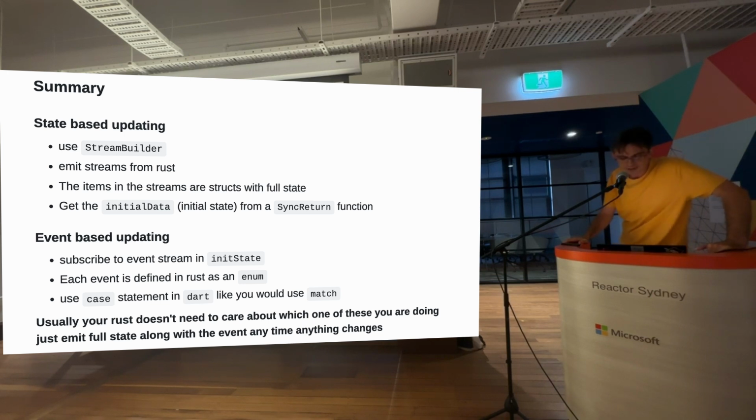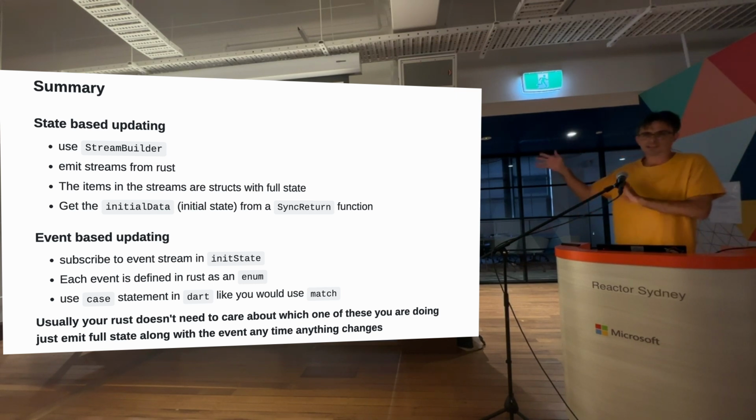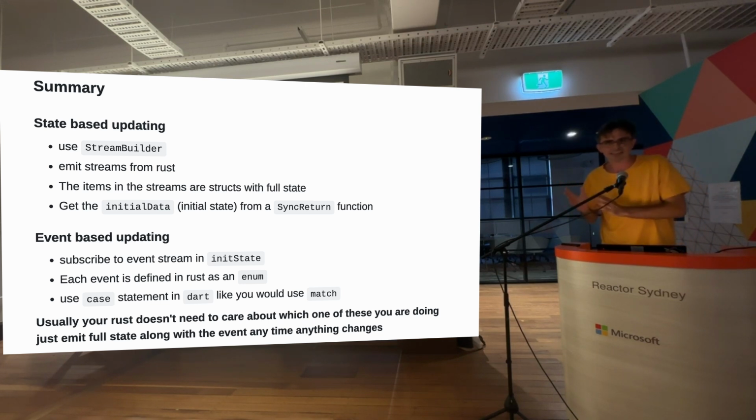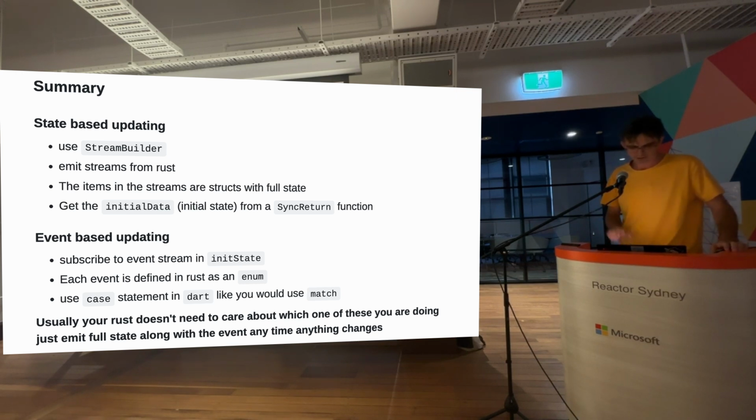Usually, in your design, Rust doesn't really care about which one of these things you're doing. You just do both. Emit the full state, emit the changes, and you just consume it where you want to. And I consume that device list in a bunch of different ways, in different widgets. Sometimes I care about the event, sometimes I just care about the state. You don't need to know about that on the Rust side, right? It's when you're designing it.